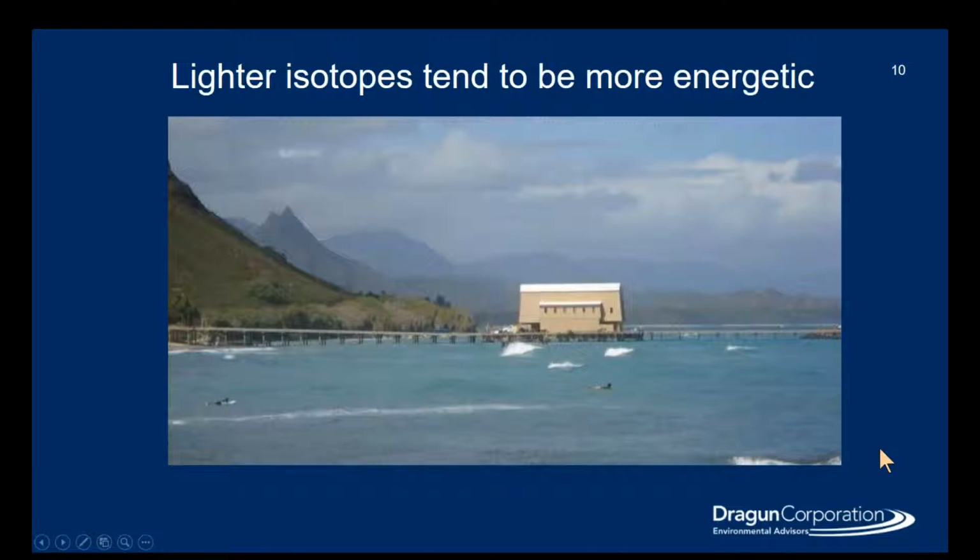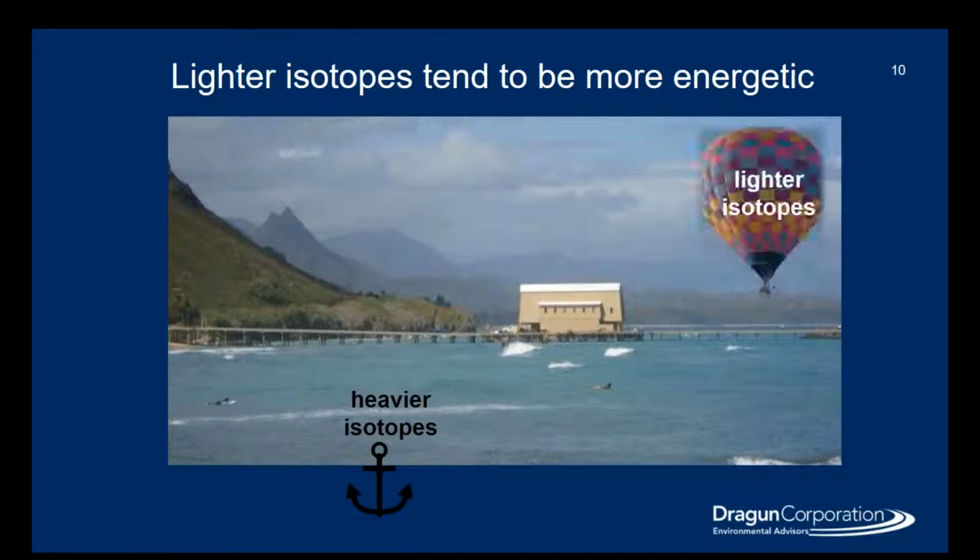So the basis of how we can use the water isotopes is that lighter isotopes tend to be more energetic and want to be in the vapor phase. So we get the heavier isotopes preferentially looking for being in the liquid phase, and the lighter isotopes tend to evaporate more readily and go into the atmosphere and participate in the hydrologic cycle.